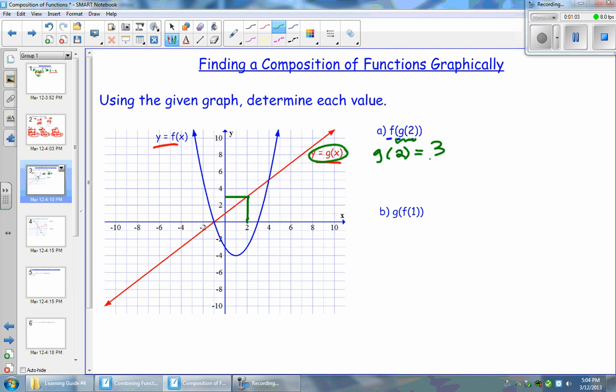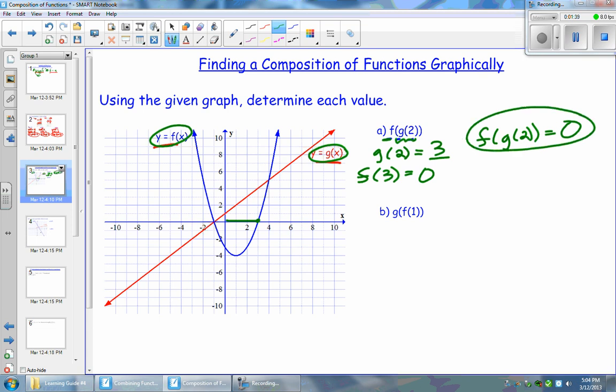Now you're going to take this positive 3 and put it into your outside function, which is f. So we're going to evaluate f of 3. Once again, you're going to use your graphs to do that. At this time, we're not looking at the red line, we're looking at the blue parabola. So find where x is equal to 3. X is equal to 3 is right there. As you can see, the corresponding y value is equal to 0. So to conclude this statement here, f of g of 2 is equal to simply 0. So that's the first part right there.